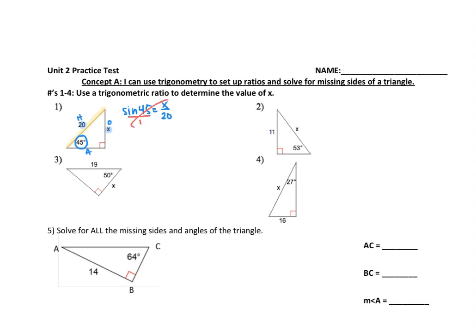And then we're going to cross multiply. So x equals 20 times sine of 45. And since we already have x by itself, we're just going to multiply 20 times sine of 45. And you get 14.14.